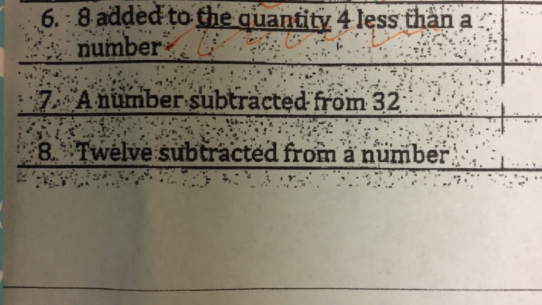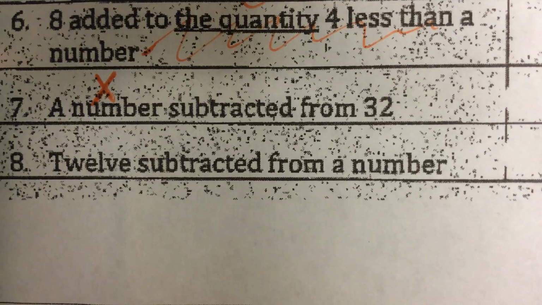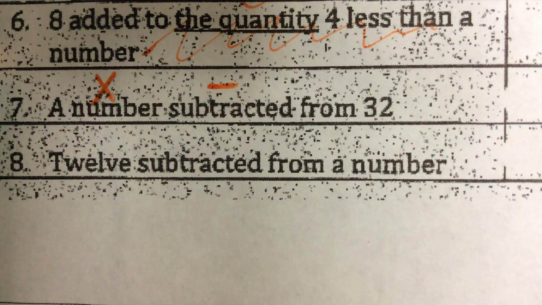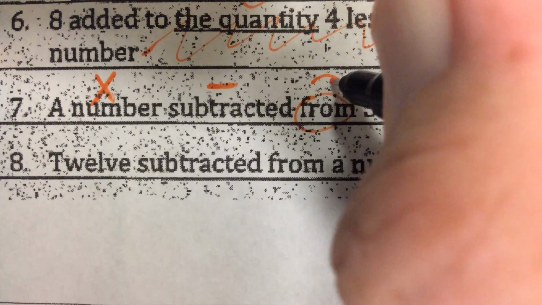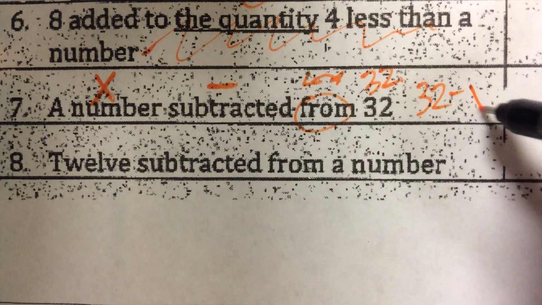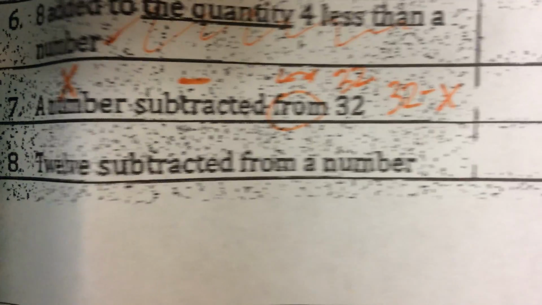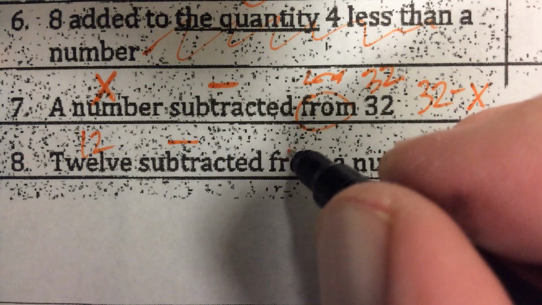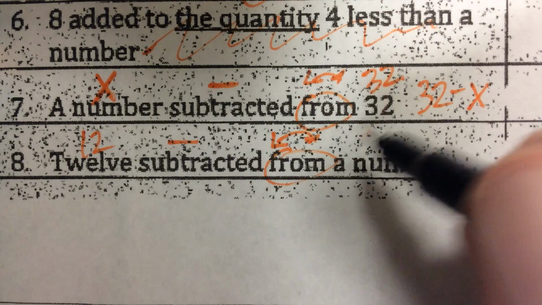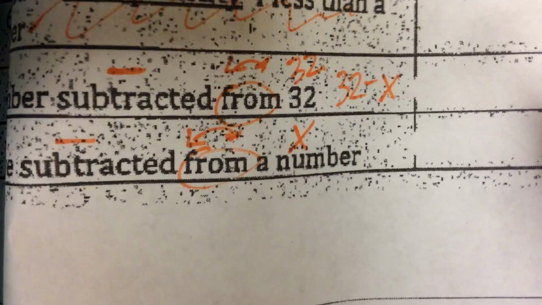Number 7. We have a number subtracted from 32. So a number, again, use x. Subtract it means minus. From is our turnaround word. And then 32. So I have 32 minus x. And then last we have 12 subtracted from, turn around, a number. So instead of 12 minus x, we would really have x minus 12.